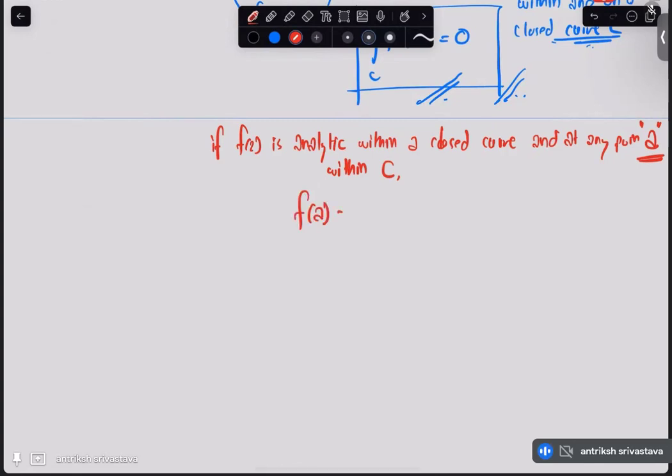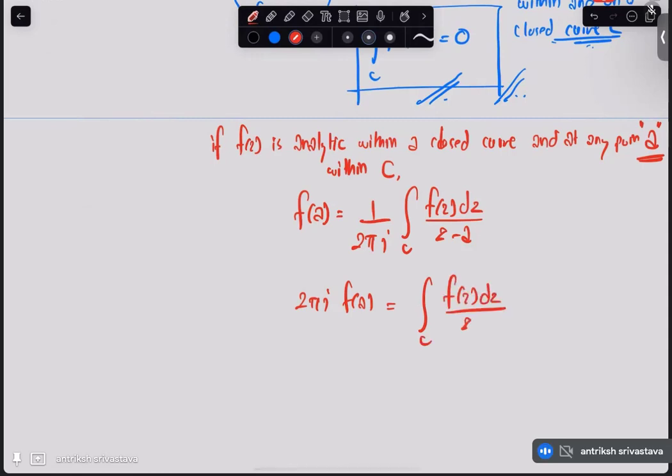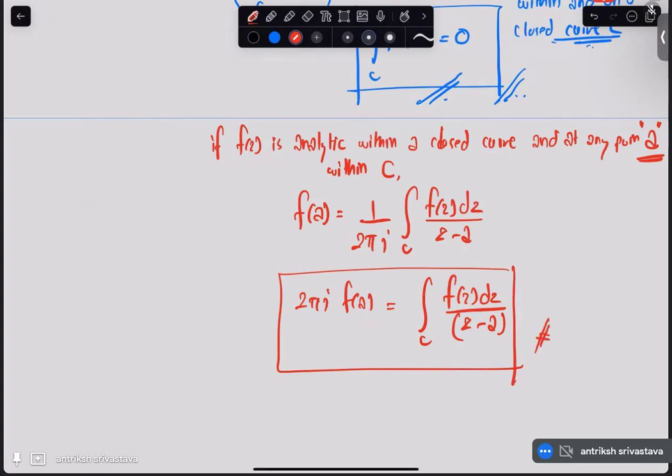f(a) will be nothing but 1 by 2 pi i, the closed curve integral of f(z) dz divided by z minus a. So we can simplify this as 2 pi i f(a) is equal to the integration of this function f(z) along this closed curve. Just we have divided the inside of the integration by the factor z minus a. So that's what we actually see in our expression.